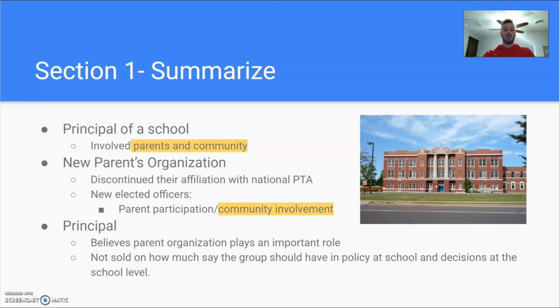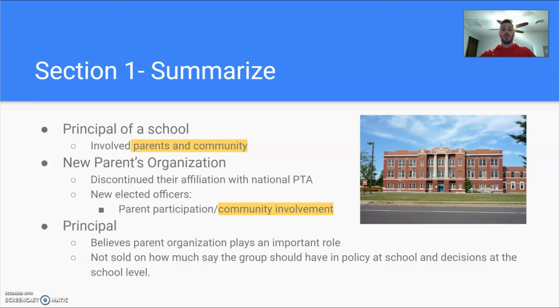This new parents organization discontinued their affiliation with the National Parent-Teacher Organization. They also newly elected officers from the previous parent organization. There's a lot of parent participation and community involvement. As a principal, I believe this parent organization plays an important role and they're vital to our school and our success, and they help us out in a lot of ways.